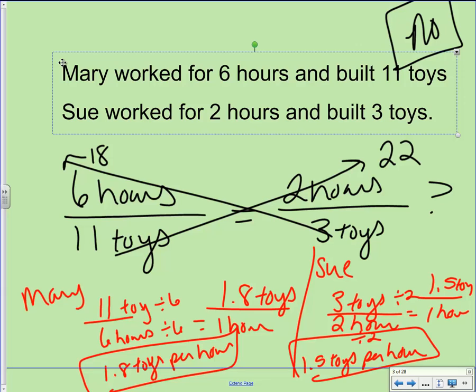So I'm asking you another question. We first of all asked if they were the same rate, and we said no. The second question is, who builds faster? So is 1.8 toys per hour or 1.5 toys per hour faster? Well, the bigger decimal is Mary, and so she builds faster. So Mary builds toys faster than Sue.